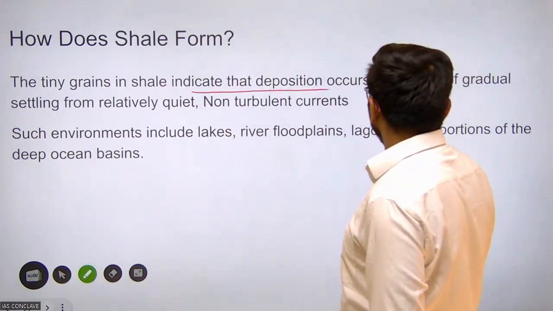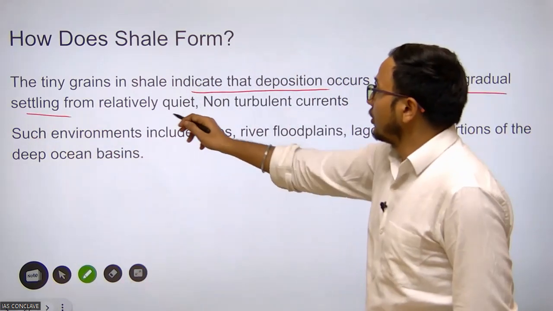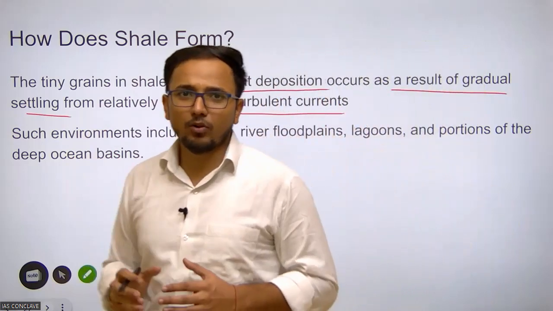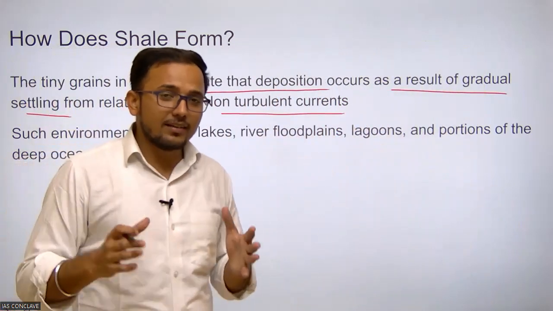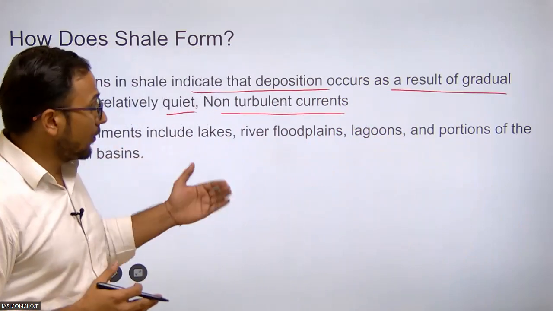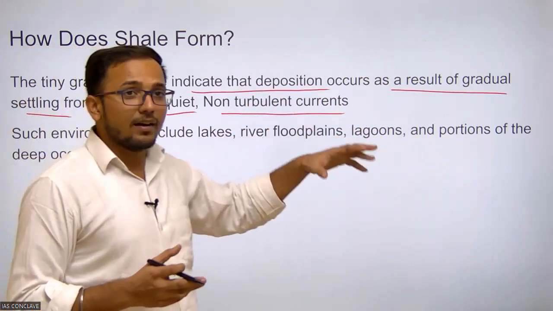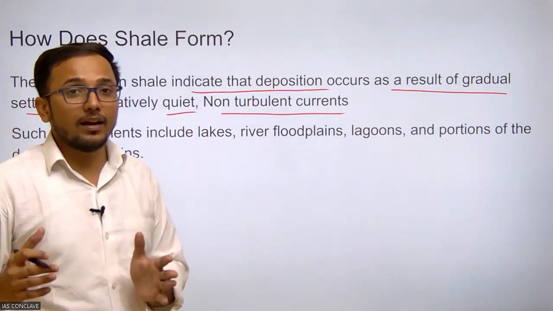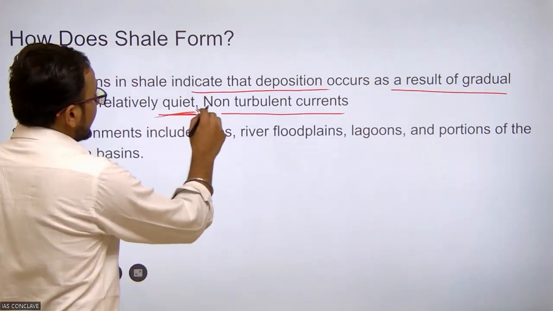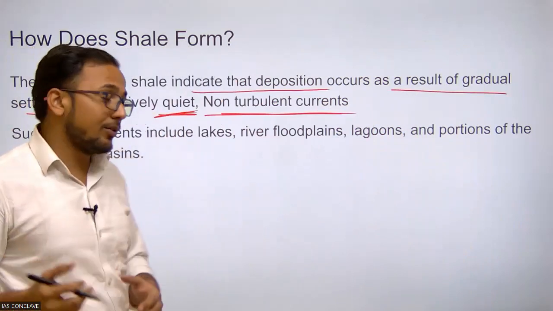indicate that deposition occurs as a result of the gradual settling from relatively quiet, non-turbulent currents, because shales are very fine grains, clay size particles. So if there are clay size particles, obstructions are a problem for deposition. What is deposition? Deposition is the settling of these clay size particles. This cannot occur if there are obstructions, because it occurs in very quiet and non-turbulent currents. And what would such an environment be?